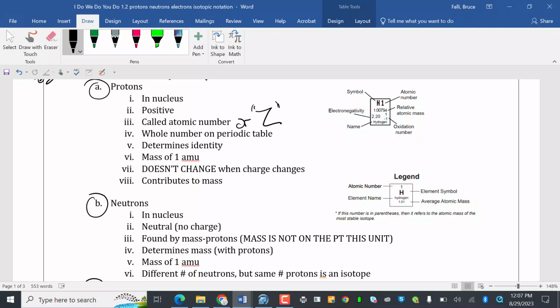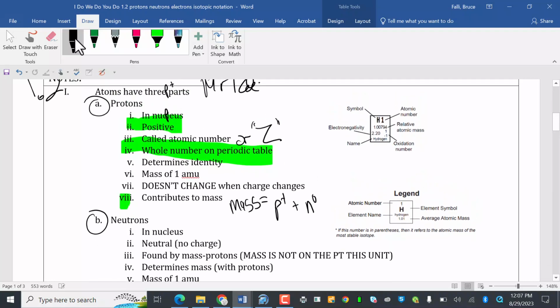It is a whole number on the periodic table. It determines the identity. Its mass is 1 AMU. It doesn't change when charge changes, and it contributes to mass. That's a lot of things about protons. Most important thing, protons are positive, and it's a whole number on the periodic table. When we get to mass, remember, mass equals protons plus neutrons. And protons, I always abbreviate P positive.